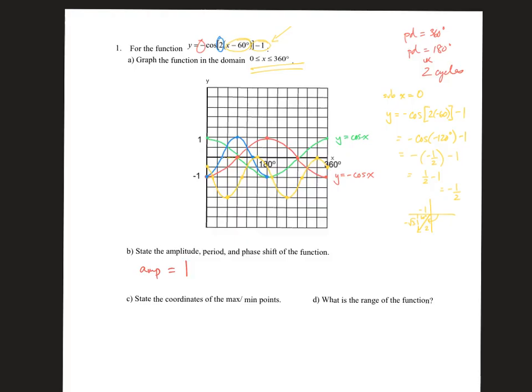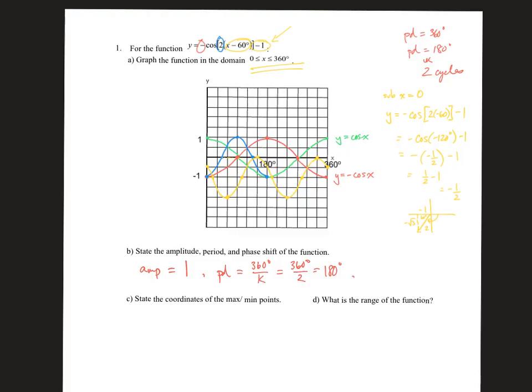And you can get a little confirmation of that with your graph. Okay, what's our period? Well, we can get a little confirmation on our graph, but we also have our best friend, that we know it's 360 over k. What was our k value in this case? It was 2, and so we get 180 degrees. And we can confirm that with our picture. What was our phase shift?